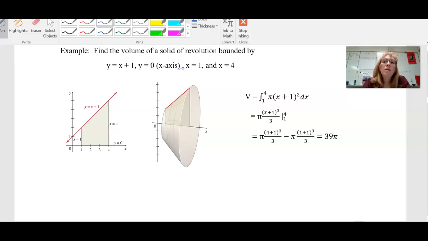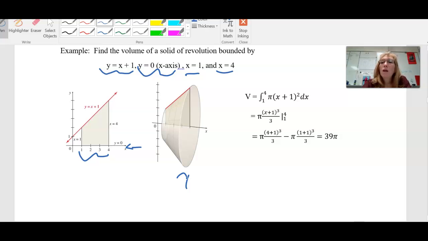So let's practice one. The volume of the solid of revolution is bounded by y equals x plus 1, so we're doing a straight line. Can't get any easier than that, right? And y equals 0, or the x-axis, is what we're going to rotate around, so it's not moved or translated. I want to know that volume from x equals 1 to 4. So I'm rotating around the x-axis, going from 1 to 4.